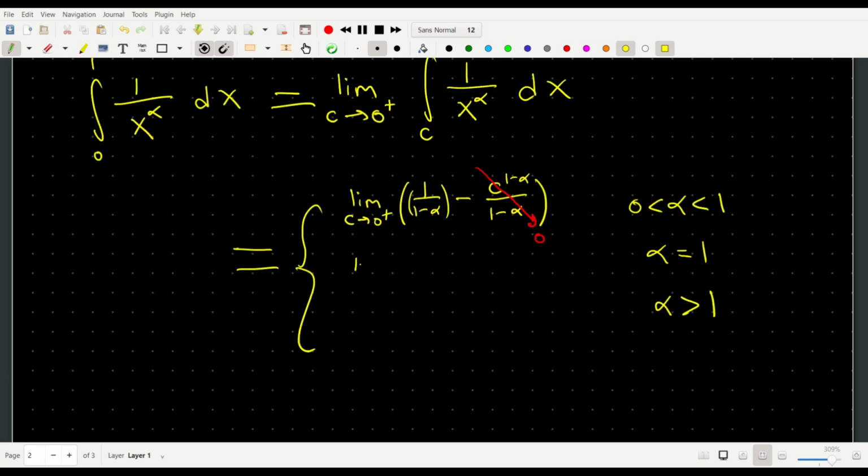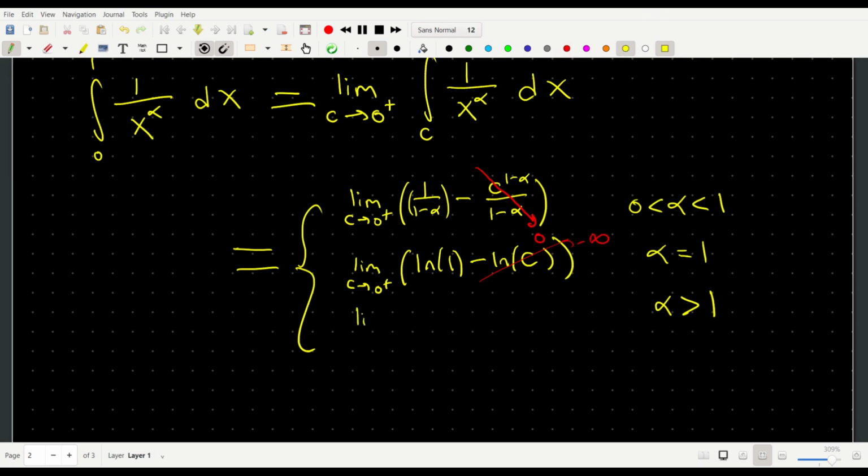Whereas for the other two, well, for the first one, we have natural log of 1 minus natural log of c. And this goes, well, negative times natural log of c goes to negative infinity as c goes to 0. So when we multiply that by negative 1, this entire thing right here diverges to negative infinity.